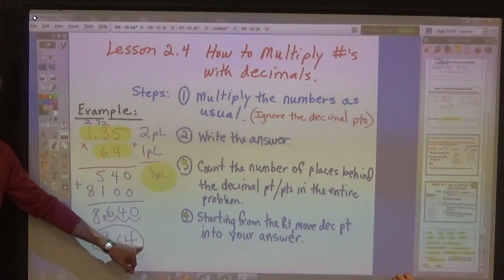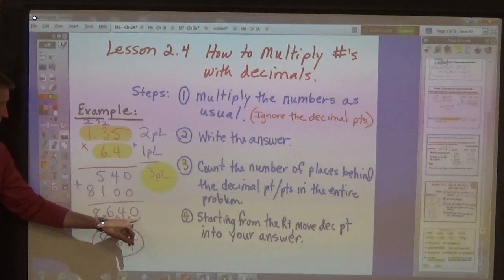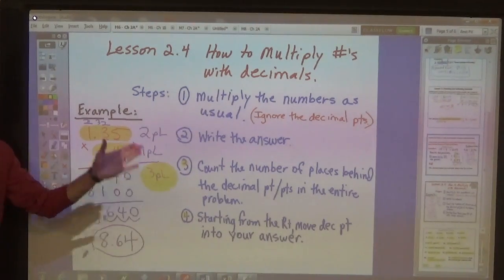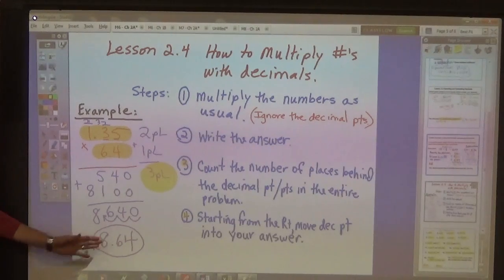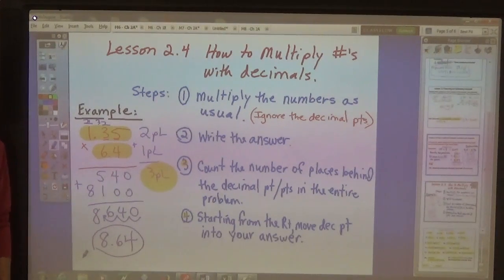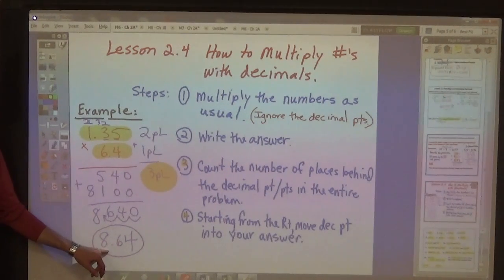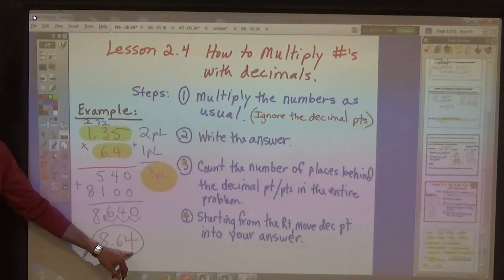Why didn't I write the 0 on the end? Hillary? Yeah, because I don't need it. That place doesn't have any value if it's the 0 on the end and it's past the decimal point. So then I want to write it as short as possible. 8.64, 8 and 64 hundredths.